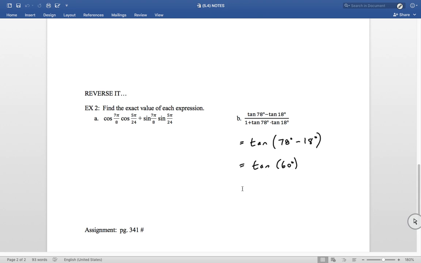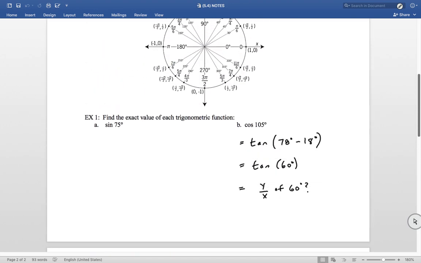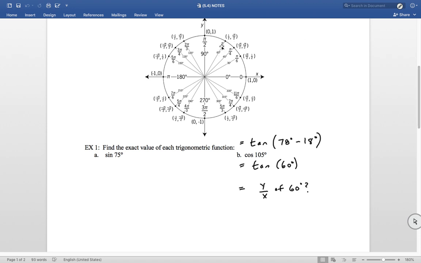So go back up on your unit circle, and remember, tangent is y divided by x. So what is y divided by x of a 60-degree angle? 60 degrees is right up here. I have to take radical 3 over 2 divided by 1/2. But I bet some of you are getting good at doing this in your head. You take the reciprocal, your 2's cancel out, and you just end up with radical 3, don't you?